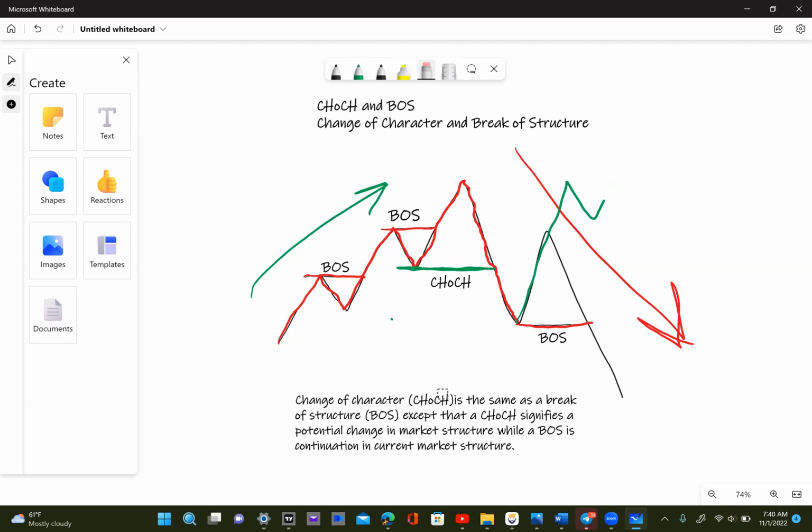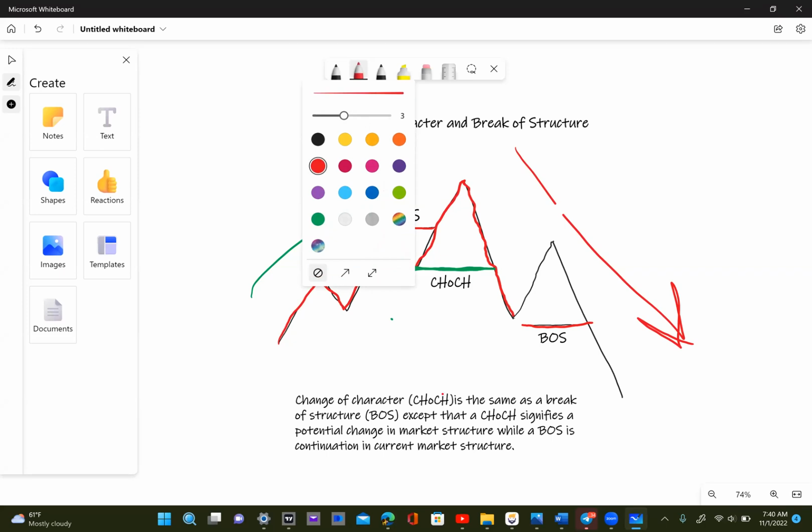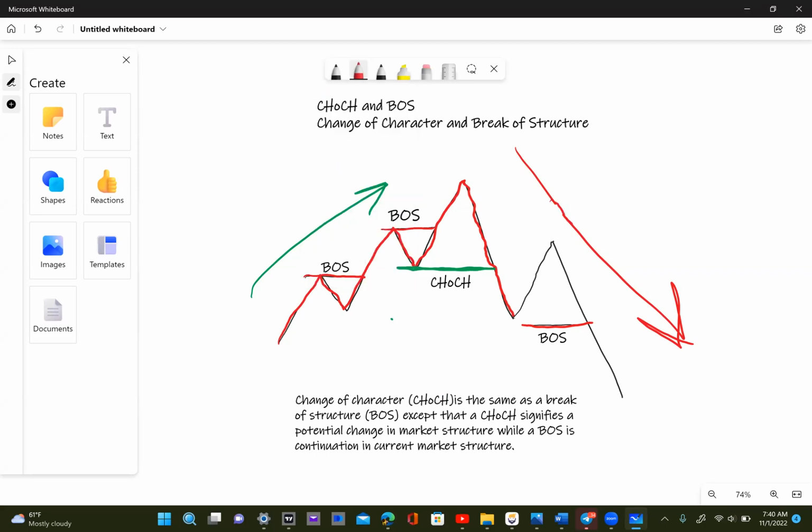Okay, so hold on a second. I got to do a little erasing. Oh, man, I didn't want to erase you. All right, put my line back right quick. I just like all my stuff to be uniform. That's just me, the perfectionist in me.